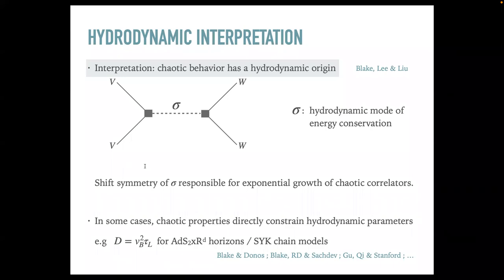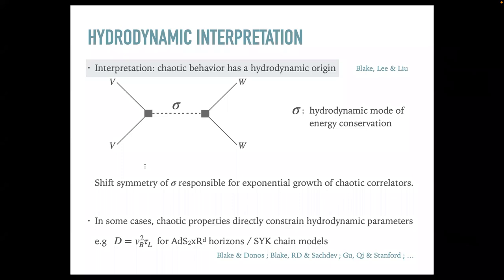So energy density is a conserved quantity. We can write down a hydrodynamic theory for it, and these authors showed that if we take the most general hydrodynamic theory for fluctuations of energy and impose an additional shift symmetry on the fields in this hydrodynamic theory, then that produces exponential growth in the chaotic correlators at a rate which is given exactly by the location of the pole skipping point in the two-point function of energy density.